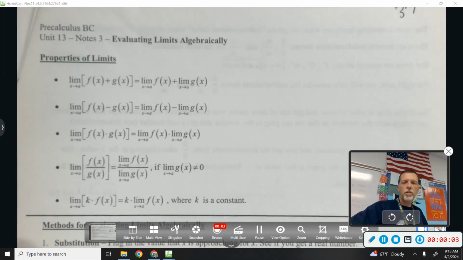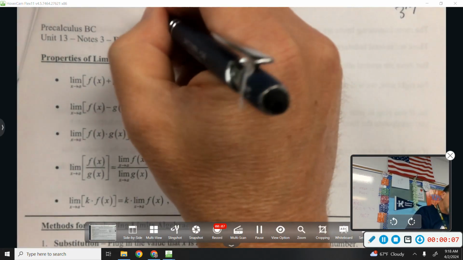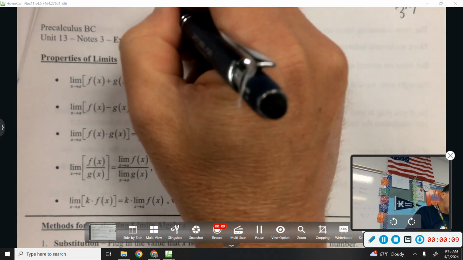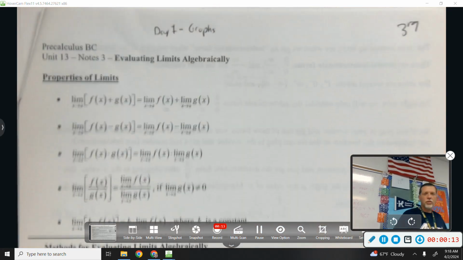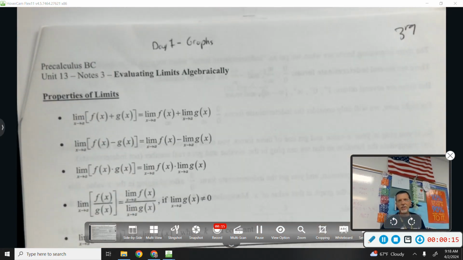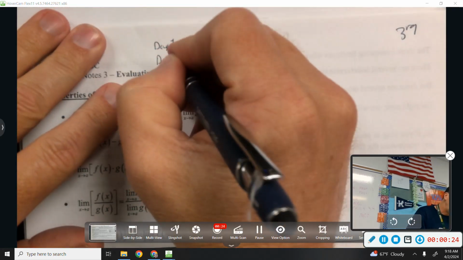All right, so day 3 of notes, evaluating limits algebraically. Again, to recap, day 1 was from graphs. That's usually pretty easy because you're just looking at the picture. And again, you have to think about left limit and right limit. But if they go to the same spot, it's easy. Day 2, that was tables. That was yesterday.